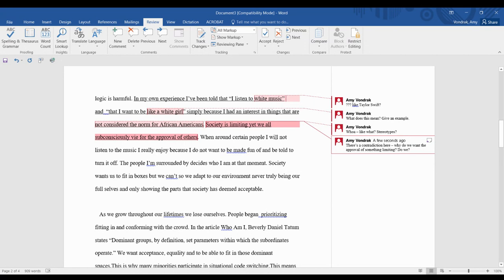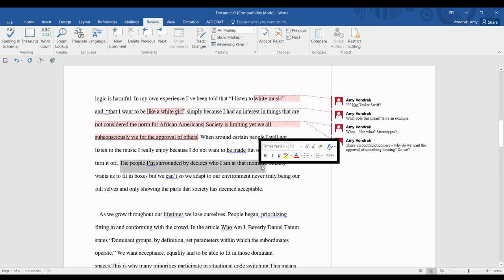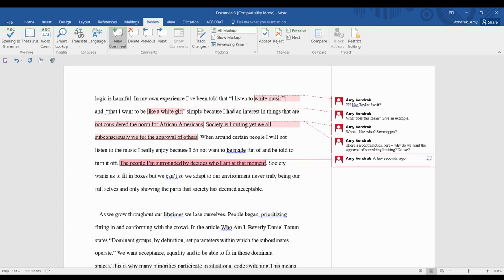When around certain people, I will not listen to the music I really enjoy because I don't want to be made fun of and told to turn it off. The people I'm surrounded by decide who I am at that moment. Okay, wow. That's also really important. I'm underlining that. Would any of us say that to ourselves? Really?